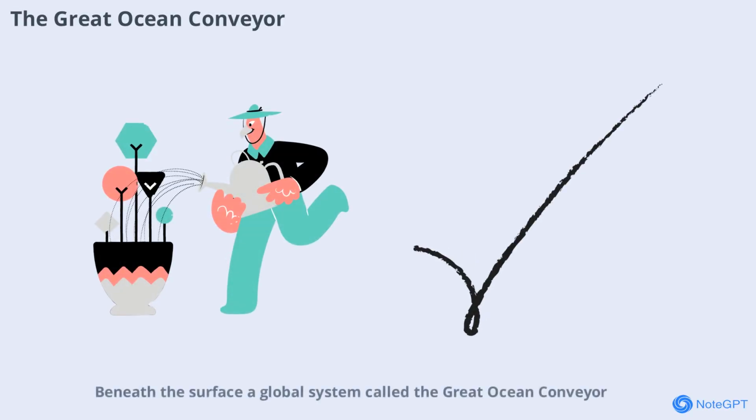Beneath the surface, a global system called the Great Ocean Conveyor, or thermohaline circulation, moves water around the world. This deep circulation is driven by differences in temperature and salinity. In the North Atlantic, cold, salty water sinks and flows southward, eventually looping through the world's oceans. This process is slow. Water can take over 1,000 years to complete the journey, but it's crucial for distributing heat, nutrients, and gases throughout the ocean. The conveyor helps regulate Earth's climate and supports marine life at all depths.